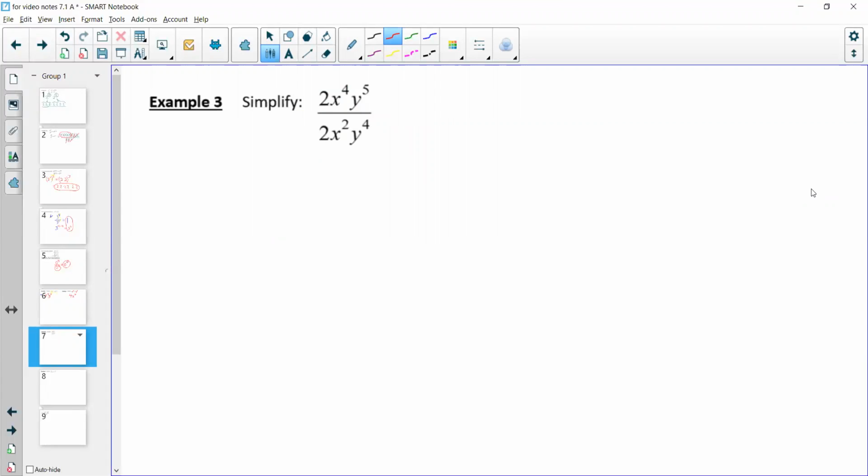Example 3, now we have a quotient rule. So the first thing I notice is that, let's use a highlighter here, I can see that 2 over 2 equals 1. So I can ignore the 2 over 2. I don't have to write it. Then I'll do the quotient rule for the x terms. We'll get x squared because 4 minus 2 is 2.